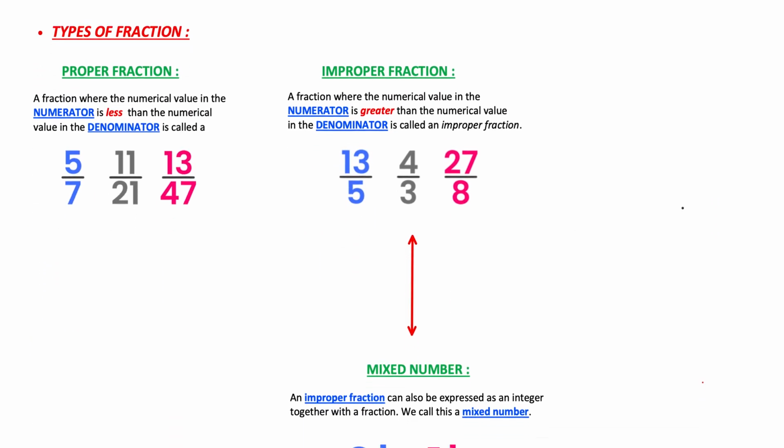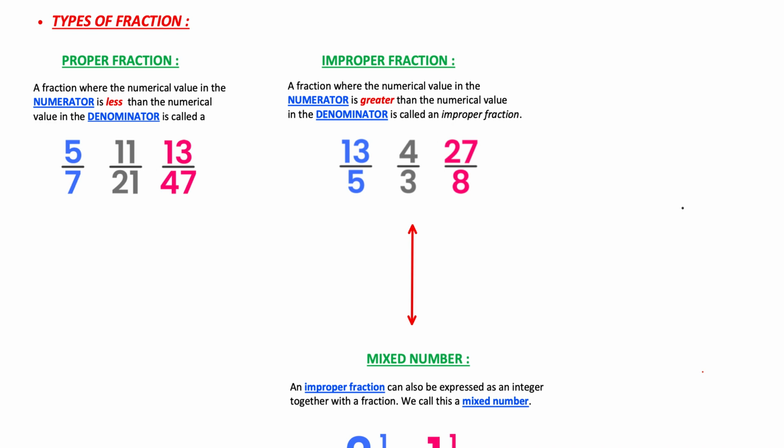Okay guys, so now see, there are actually two types of fractions. What are those two types? The two types are called proper fraction and improper fraction. See guys, I have taken some examples of proper fractions and some examples of improper fractions. Now, we have just understood that for a fraction the upper thing is called the numerator and the bottom thing is called the denominator.